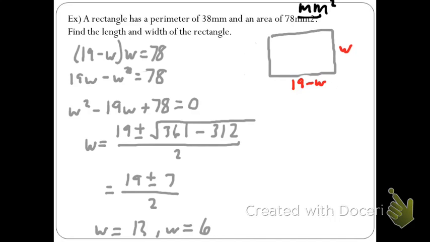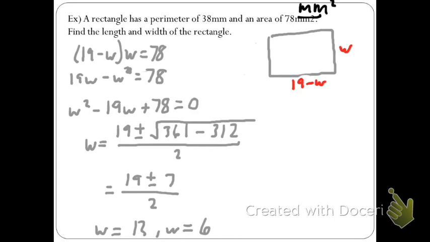Alright, so here is the work. Alright, just pay careful attention, especially for how I got from this step to this step. I subtracted 78 from both sides, and then I divided everything by -1 so that I could have a positive w squared instead of a negative w squared. That's where that came from. And then you see the work. And then when I got to the end, all right, well, 361 minus 312 was 49. Square root of 49 was 7. And then 19 plus 7 is 26. Divided by 2 is 13. 19 minus 7 is 12. Divided by 2 is 6.